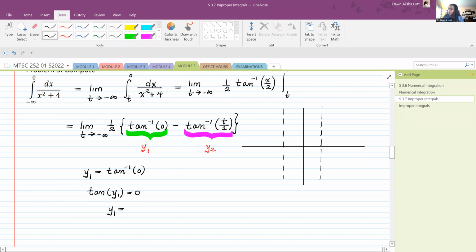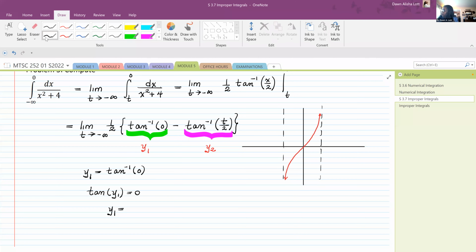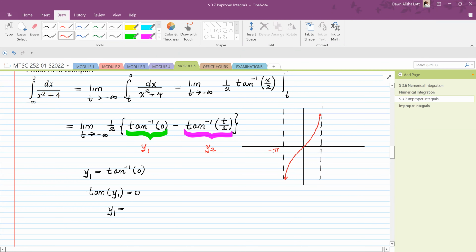Here's the tangent function. This is negative pi over 2. Here is pi over 2. So the angle whose tangent is 0 is 0. So Y1 is 0. Okay, that's good.